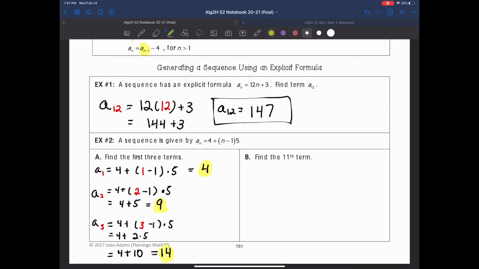So if I were to write out the first three numbers of the sequence, they would look like 4, 9, 14, and so on, all right? We just keep going from there. So this is my answer.